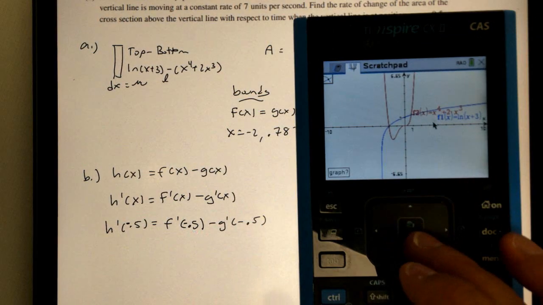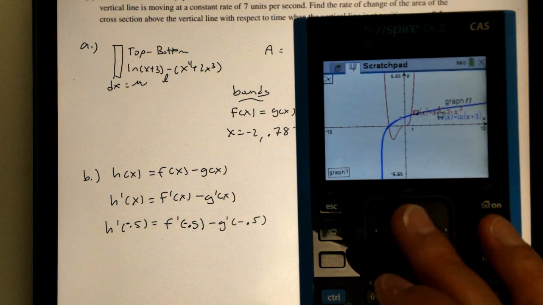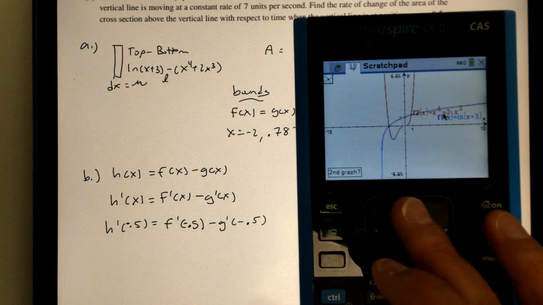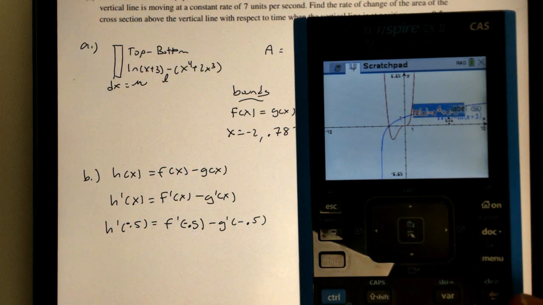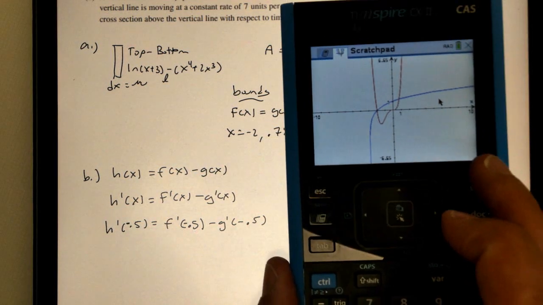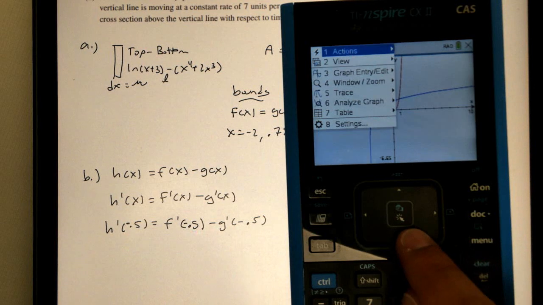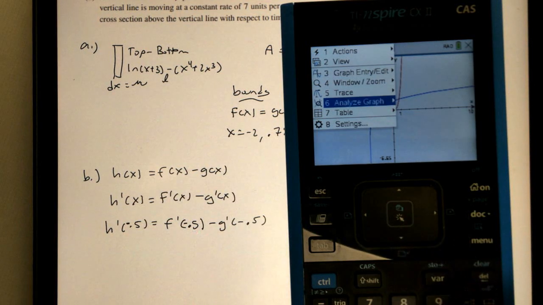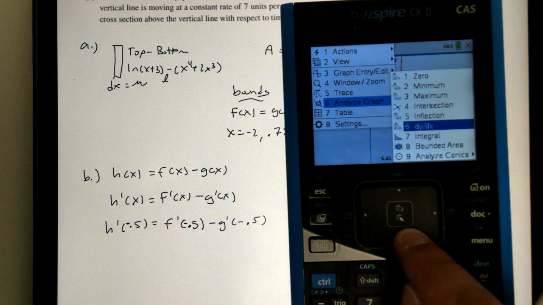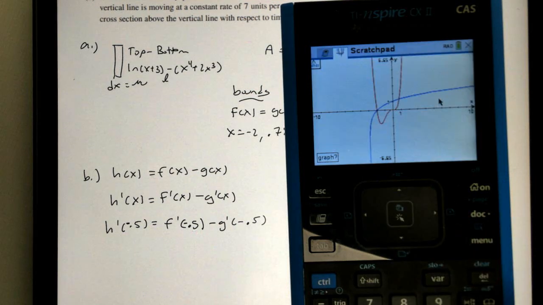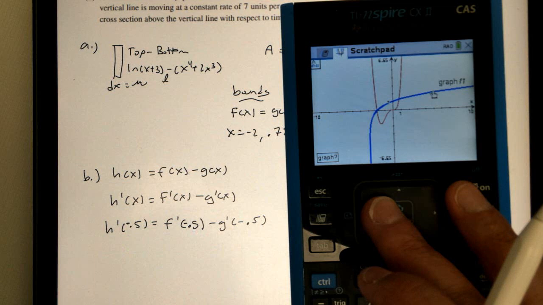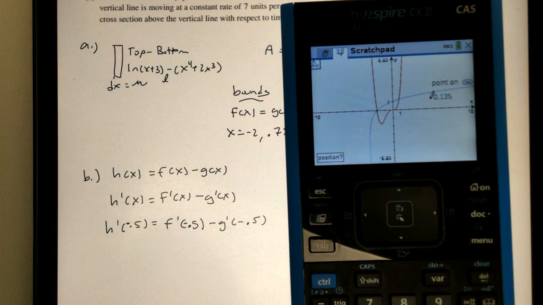Here's my graph. Escape. Just delete some of these things here so it's a little easier to see. And now I'm going to find the derivatives. So a quick way to do it on the graph: menu, analyze graph. I want to find the derivative at negative 0.5. Now it asks me which graph, so I'm going to highlight the blue. That is my f of x function. And I just type in negative 0.5.